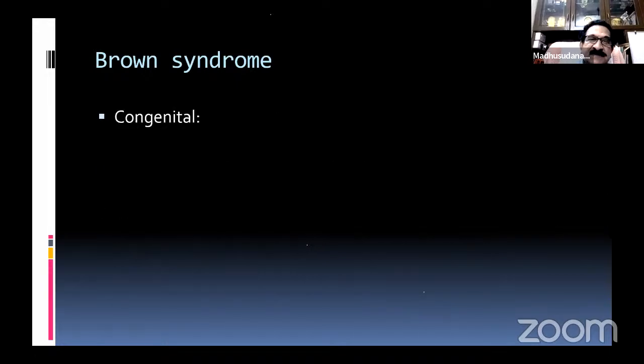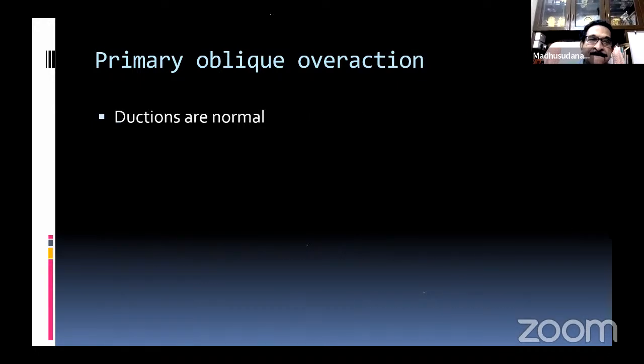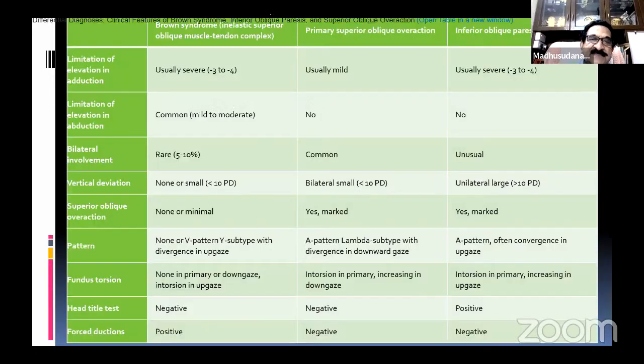I think I will skip this one. Tolosa-Hunt syndrome, tenosynovitis. This is how you differentiate between all the things. I will skip this slide.